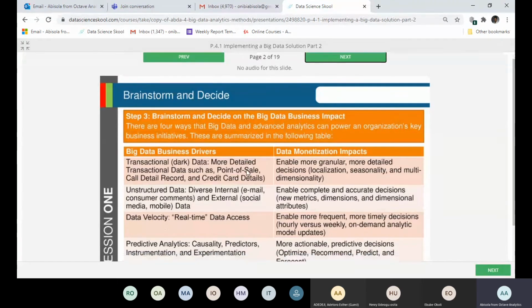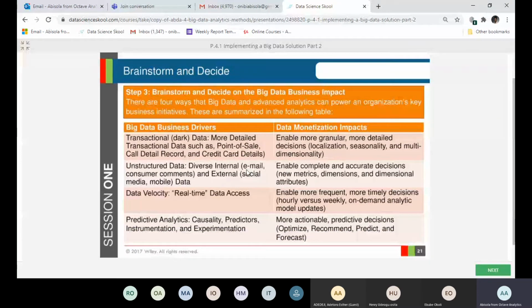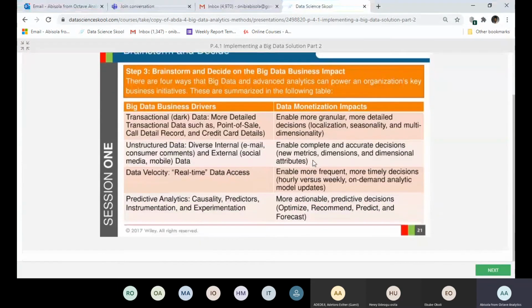And then the third one is brainstorm and decide. So you are brainstorming and deciding on the big data business impact. Okay. You want to see the ways that the big data solution you are bringing would help to impact the company monetarily. Will it bring more money to the organization? Will it bring more value to the organization? That's one thing you're trying to understand.